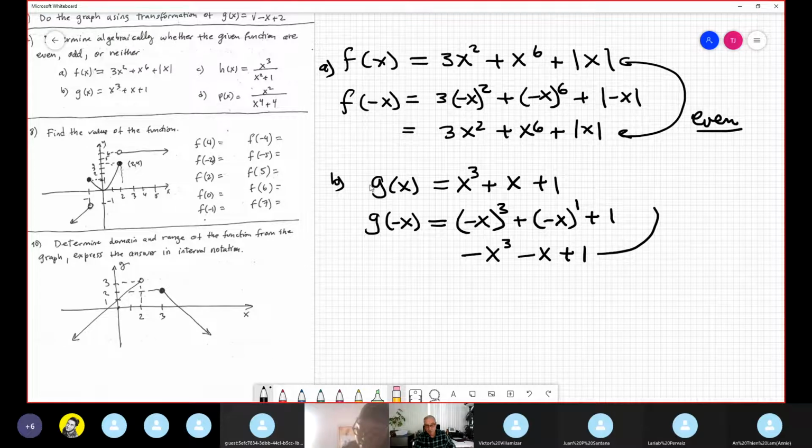And we compare this and this. Wow, it's not the same. Okay, but it's not completely opposite sign, because the one stays the same, because it's neither. To be odd, we need completely opposite sign.